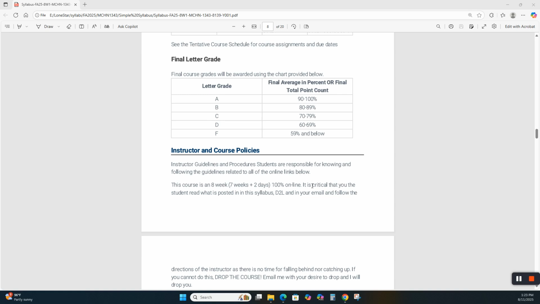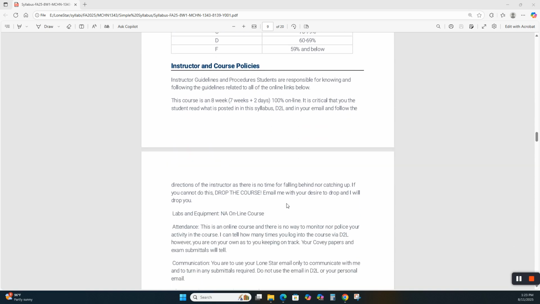It's 100% online. It's crucial that you, the student, read what's posted in this syllabus, D2L, and in your email, and follow the directions of me, your instructor. You are expected to adapt, overcome, and persevere if I send an email to the class and we're going to change directions a little bit. Sometimes we've had to do that in the past because the class was having problems.